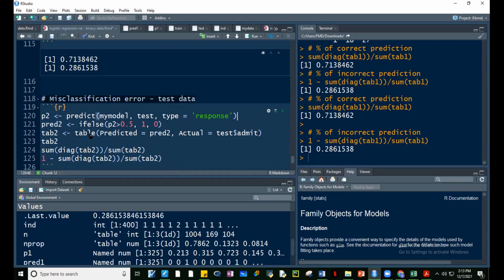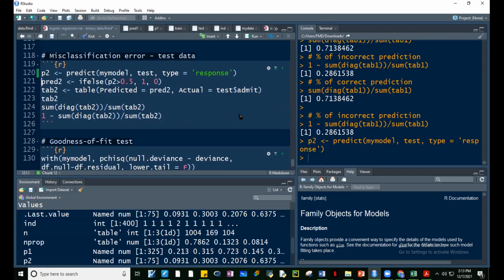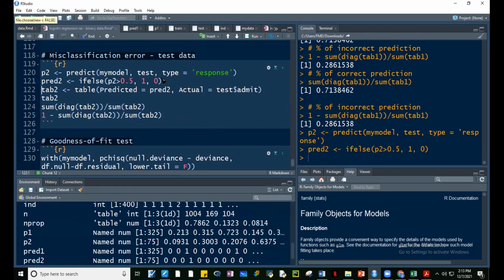Okay? So very quickly, we can go here. Let's create again another object, P2, where we're predicting using my model natin. Pero ang gagamitin natin, guys, si test data na. Test data, and then same type is equal to response. I-run natin to. So may P2 na tayo. Okay, we can look at P2, but hindi ko na gagawin. So I'm creating an object called pred2. So ganun din siya, if else then, lahat ng P2 na greater than 0.5, gawin niyang 1. Otherwise, gawin niyang 0. Okay? So yan, may pred2 na tayo. Hindi ko na i-access, guys.